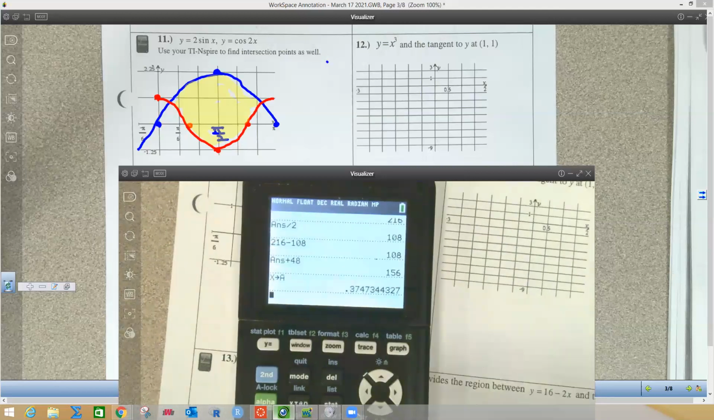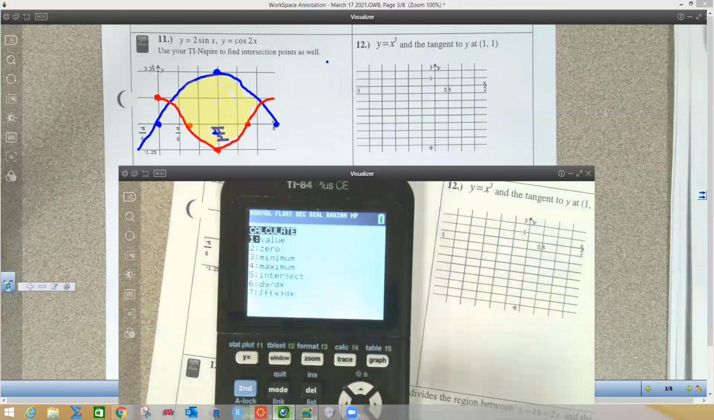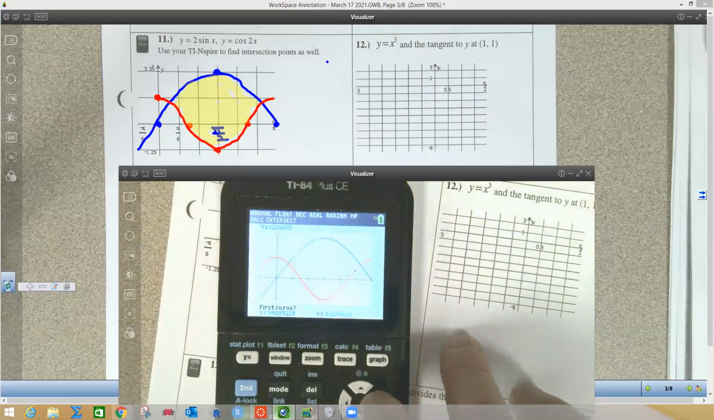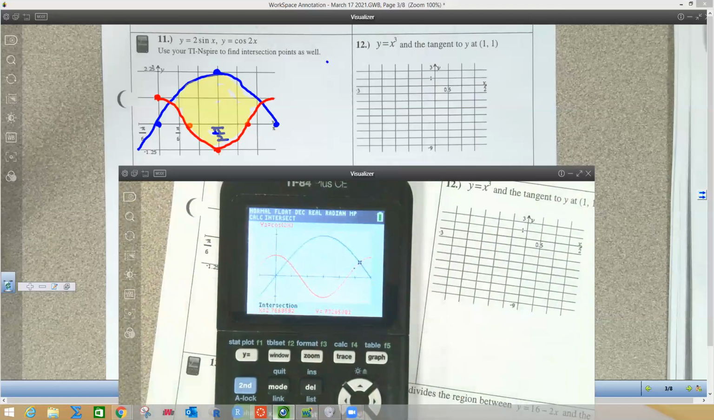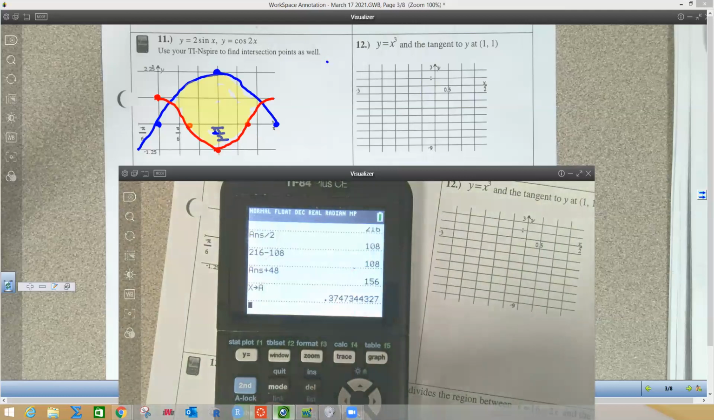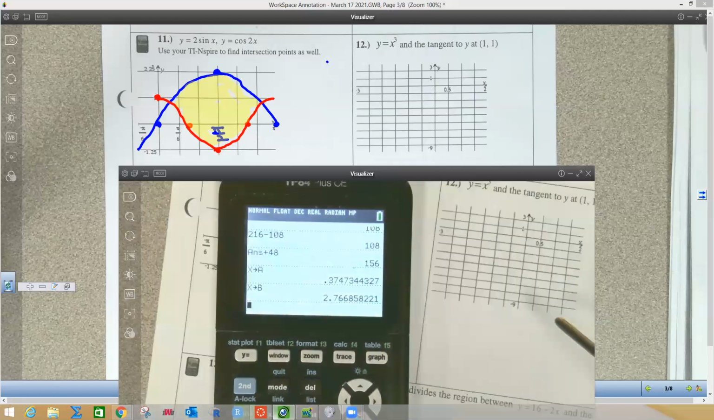And now I'm going to find the second intersection. So I'm going to hit second calc 5. Now I got an arrow way over there on the other side by the other intersection. I'm going to hit enter, enter, enter. And that one is 2.766, whatever that is. I'm going to hit second quit. And we're going to take that x and store it in alpha B, which is alpha apps. And there's that one.